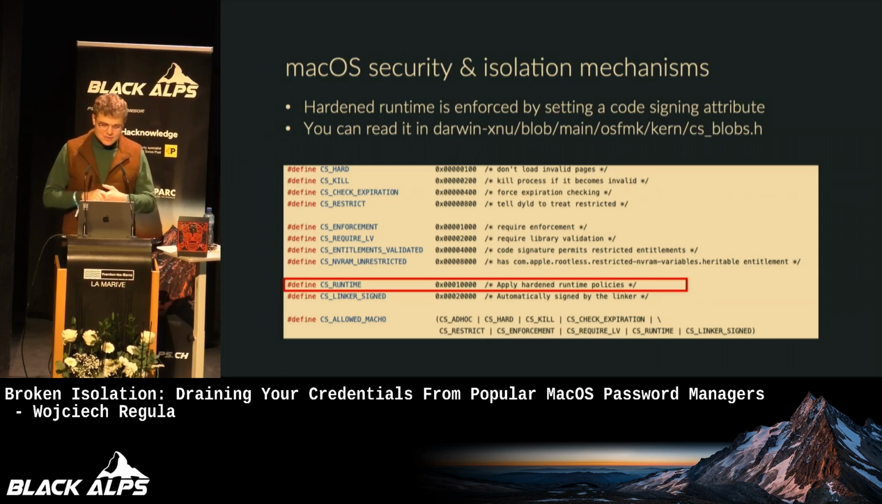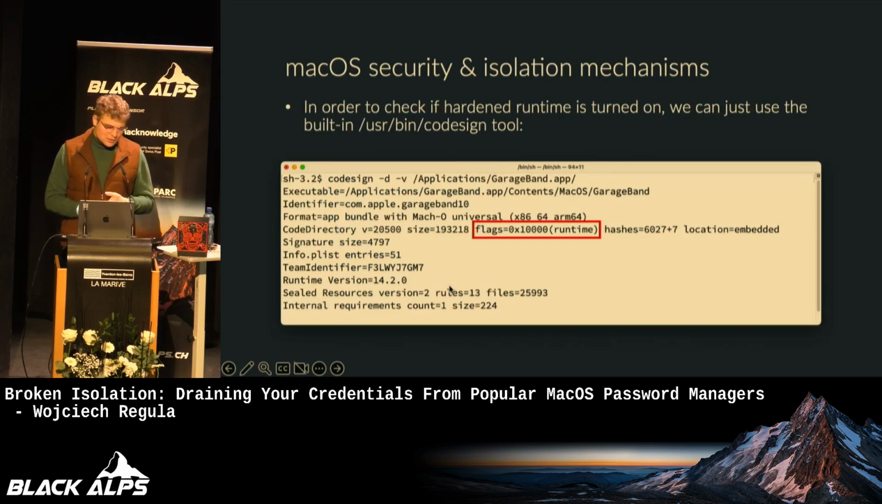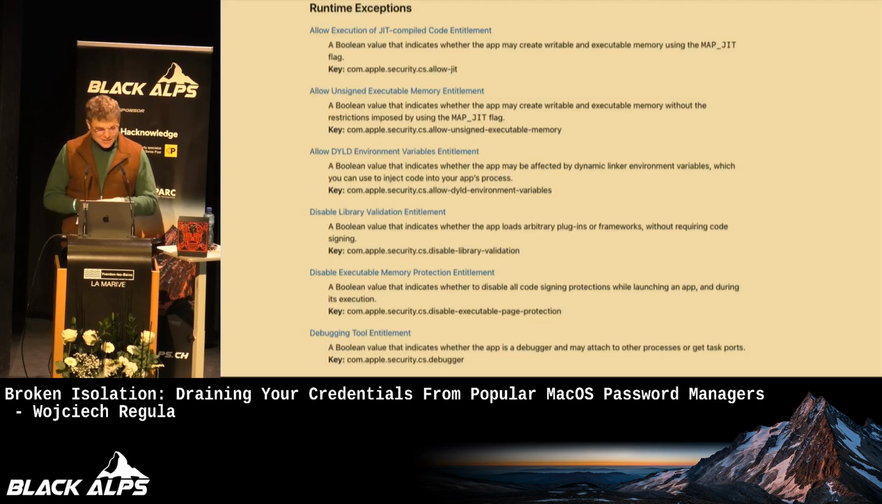Hardened runtime is enforced by setting a code signing attribute, which you can find in csblob.h, and there's a flag called CS_RUNTIME. So with the codesign tool, we can just provide the path to our application, and you will see if this flag is set, which means, okay, there is hardened runtime applied to our application. But there are runtime exceptions that developers may apply to their applications.